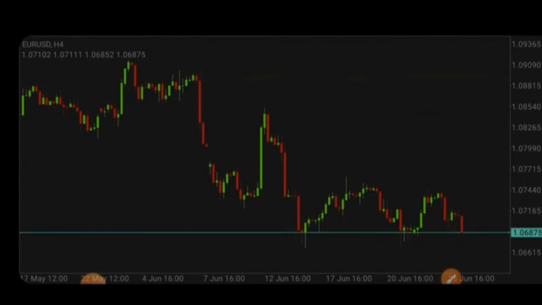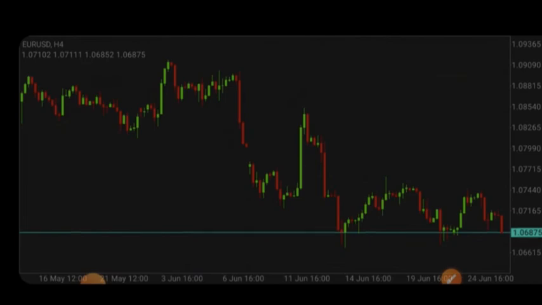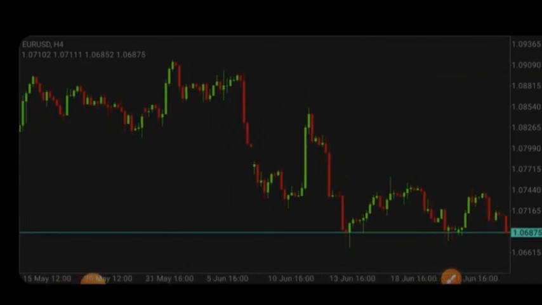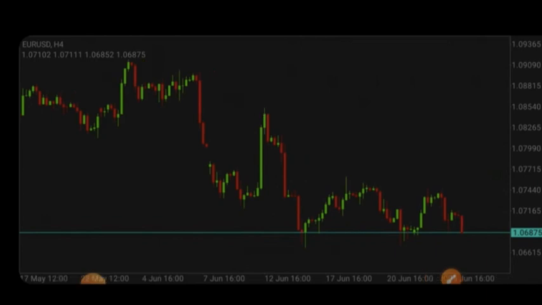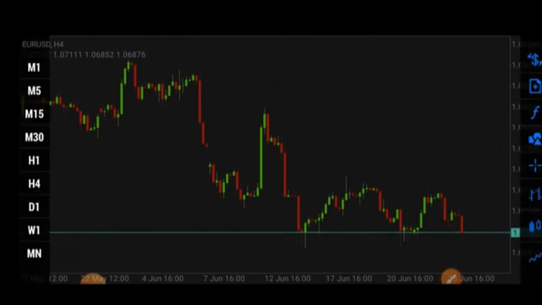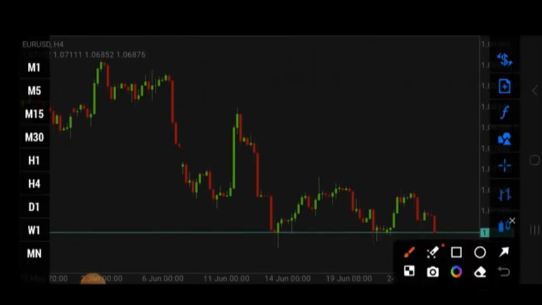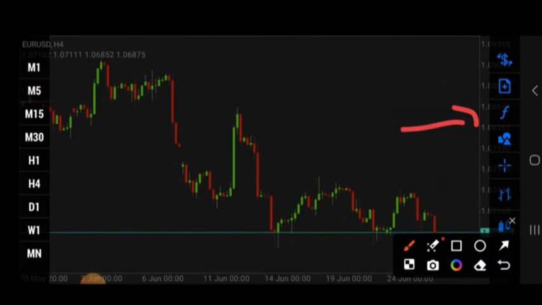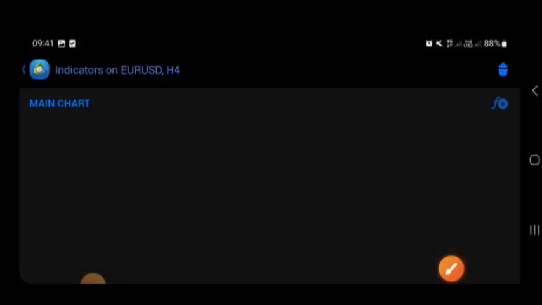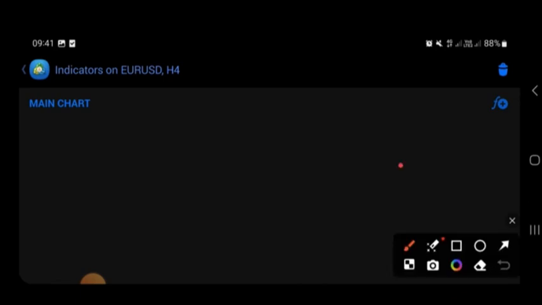So now let's start with the first moving average. We're going to press the f sign if you're using Android, and you know how it goes. Then just press the f plus to add a moving average, and then you're going to scroll. There are plenty of indicators here, you can see them, but we're looking for the moving average. This is the moving average here, so press that.